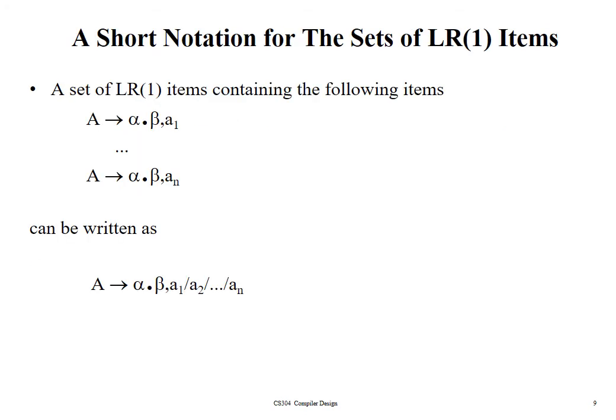Another thing we can notice is that if more than one item has the same part, where only the look aheads are different, that is, A gives alpha dot beta is the same for this production and only the look aheads differ, in that case we can put those items together by writing the look ahead symbols as alternative options.